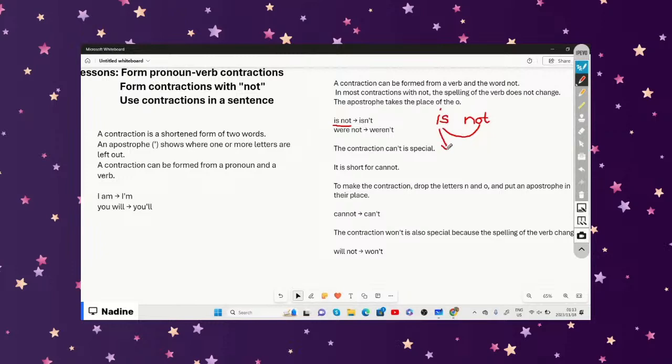So our verb stays the same, which is is, right? And now we're going to only leave out the O, and we're going to add an apostrophe in its place, which means that instead of saying is not, we're saying isn't. We left out the O, we put the apostrophe in its place, and we bring down our T, right? So here in this place, you must imagine that the O is there, right? It's like an imaginary O, but this now is our contraction, isn't, right? So is not, our contraction is isn't, right?